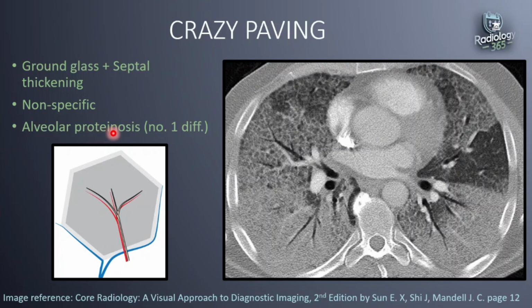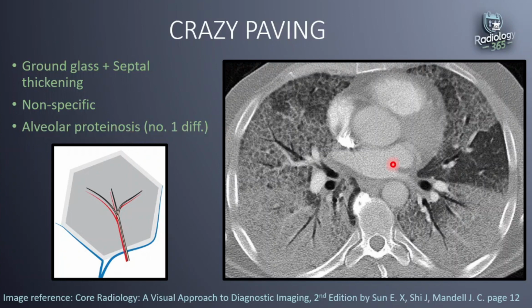You can have pulmonary edema being a cause, you can have pulmonary hemorrhage being a cause. It's a long list of differentials. Let's just know that this pattern is non-specific, but if you are pushed to the wall and you have to give one differential, you can mention alveolar proteinosis or pulmonary edema, right?